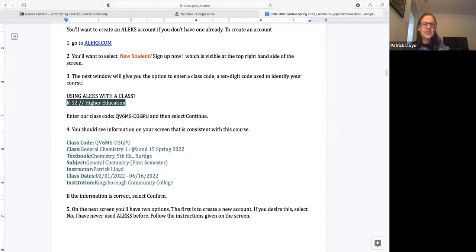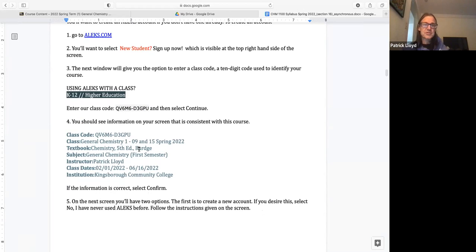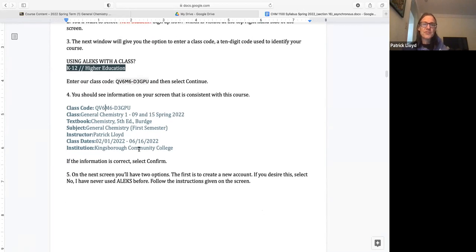I'm sorry, this is incorrect here. It says 09 and 15. For some reason, I keep trying to change that and it won't go away. This is section 16, okay? I apologize. This is section 16, 1-6.